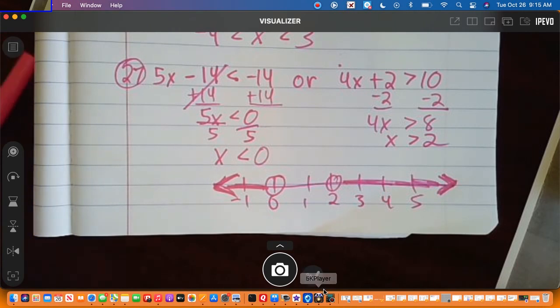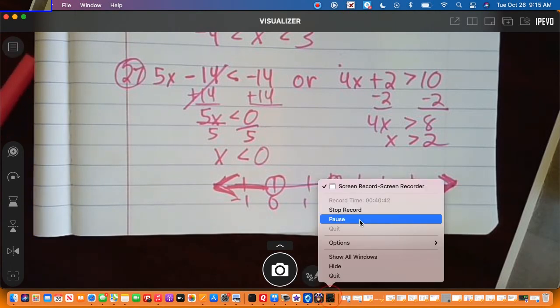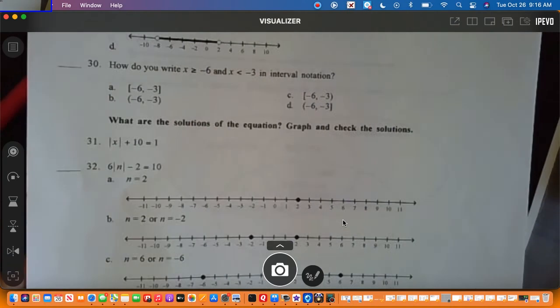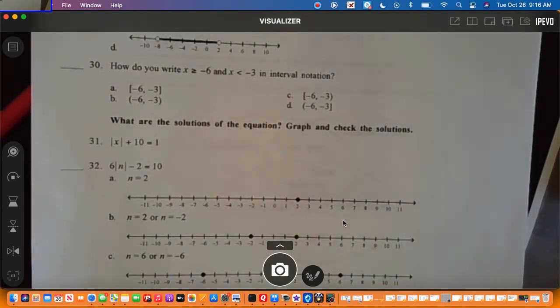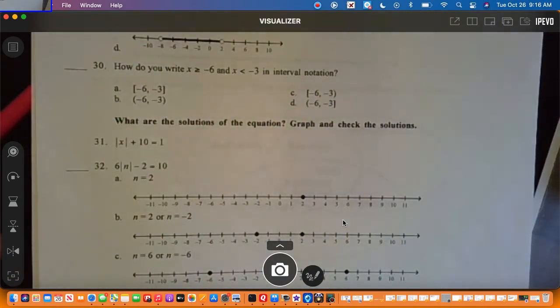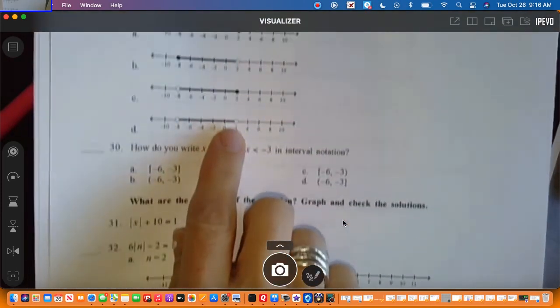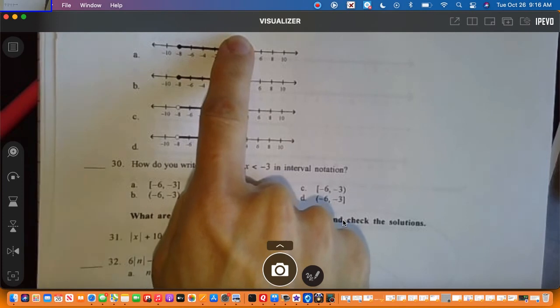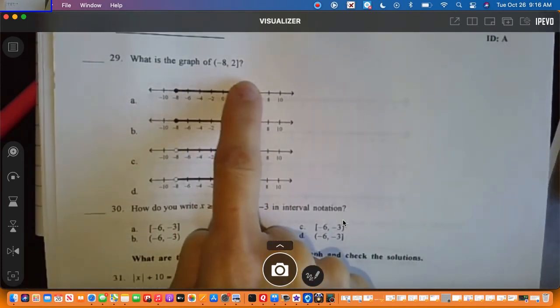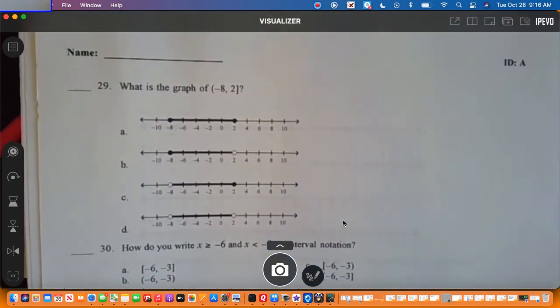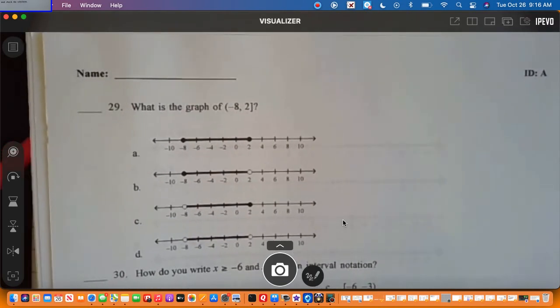Okay, I'm going to pause this. So we do have some intervals on there. So let's look at 29. It's on there. And it says we're between what two numbers? Negative 8 and 2. You have a question or an answer? A question. Okay, what is it?